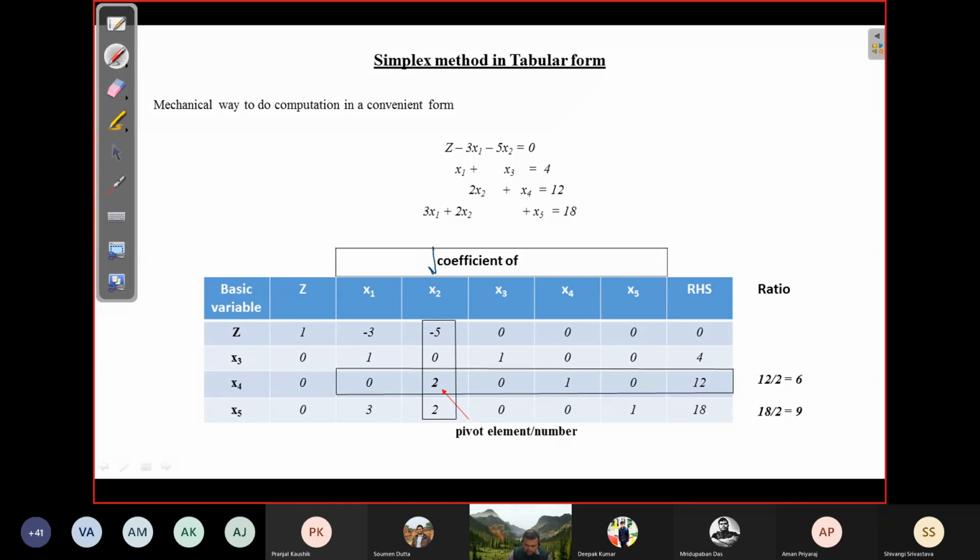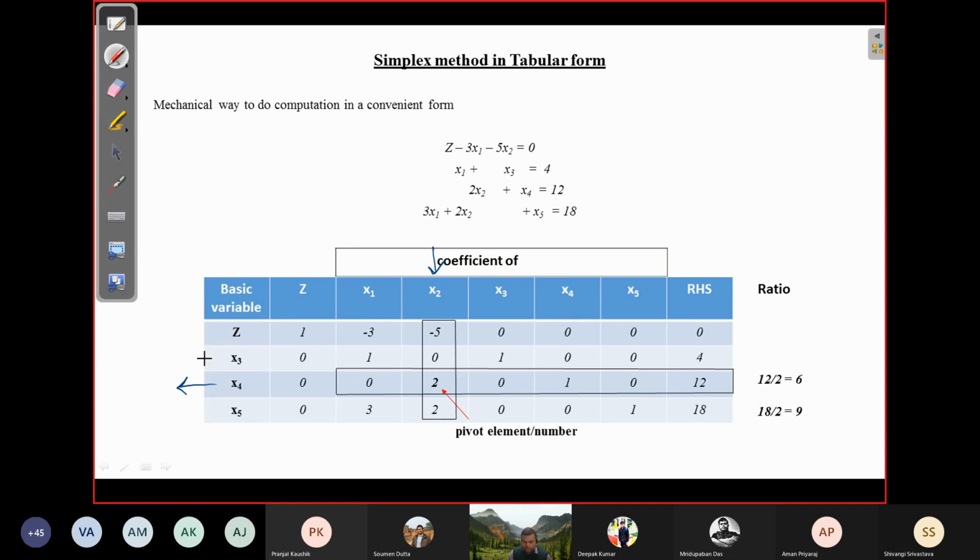So x2 will enter. And then which one will leave will be given by the minimum ratio test. Isn't it? How to conduct the minimum ratio test? RHS divided by the positive coefficients of the x2 column, right? And choose the minimum one. So x4 will leave. Right? So we have discussed up to this point.